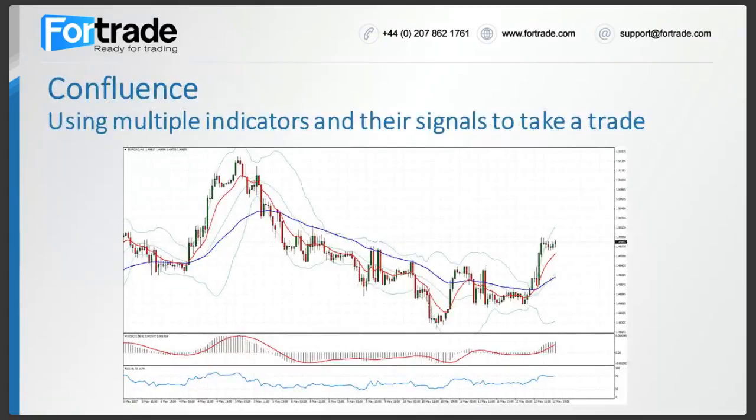So let's see how it looks when we put it all together. Here we have already looked at RSI, MACD, Bollinger Bands, and of course again these moving averages, just to make it clearer how MACD is moving.